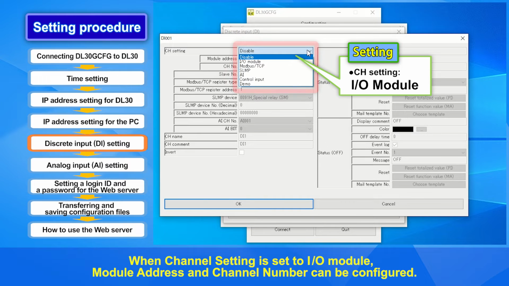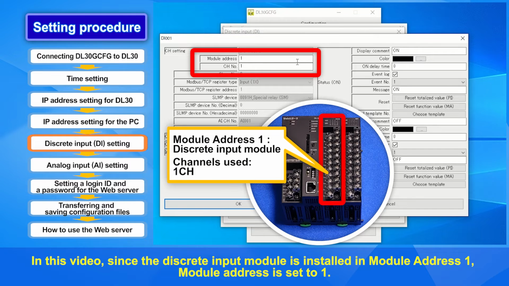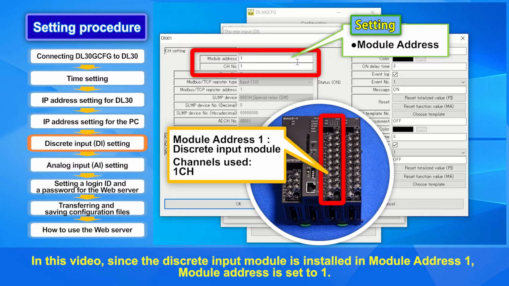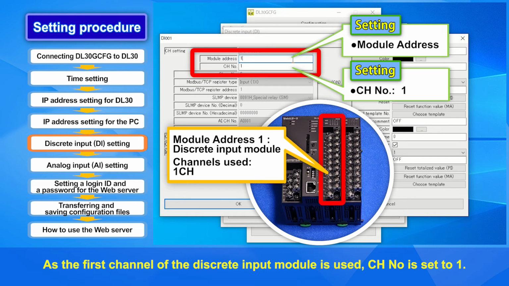When channel setting is set to I/O module, module address and channel number can be configured. In this video, since the discrete input module is installed in module address 1, module address is set to 1. As the first channel of the discrete input module is used, channel number is set to 1.